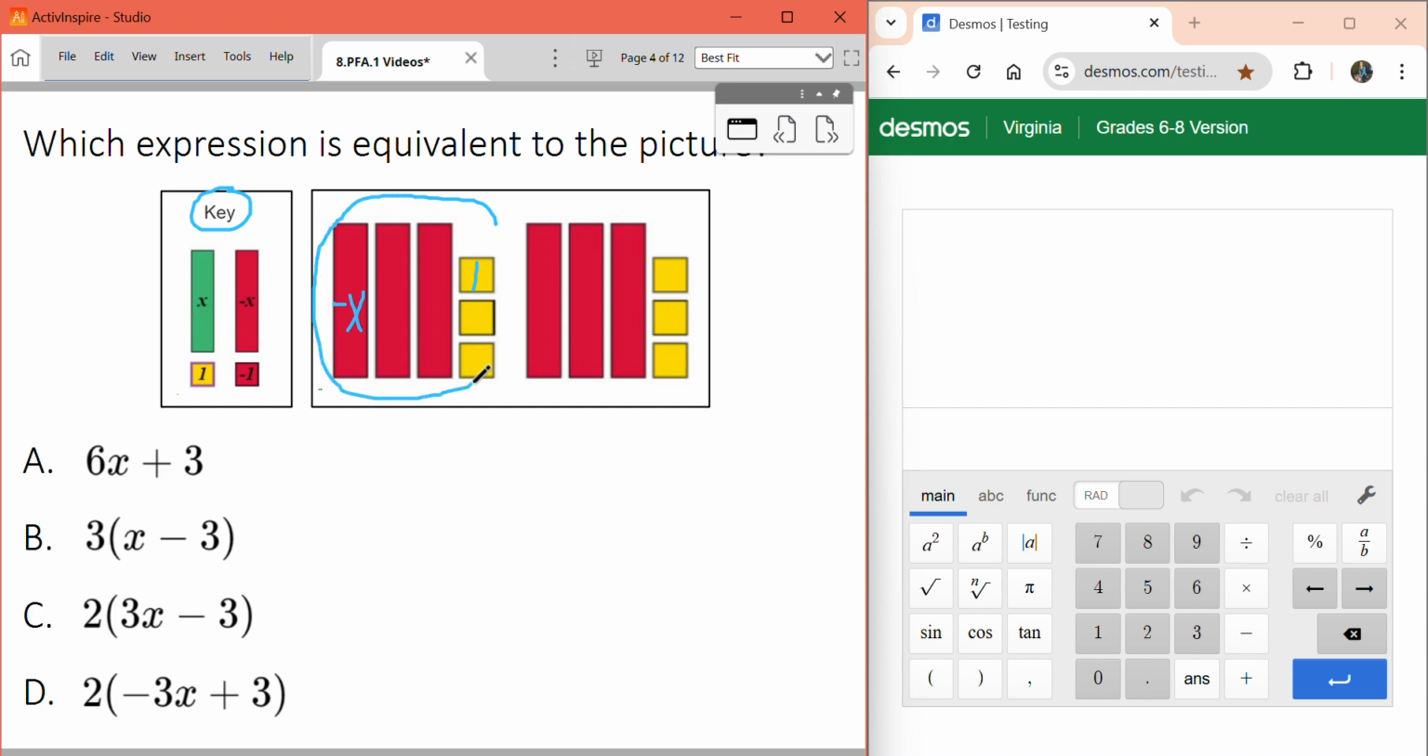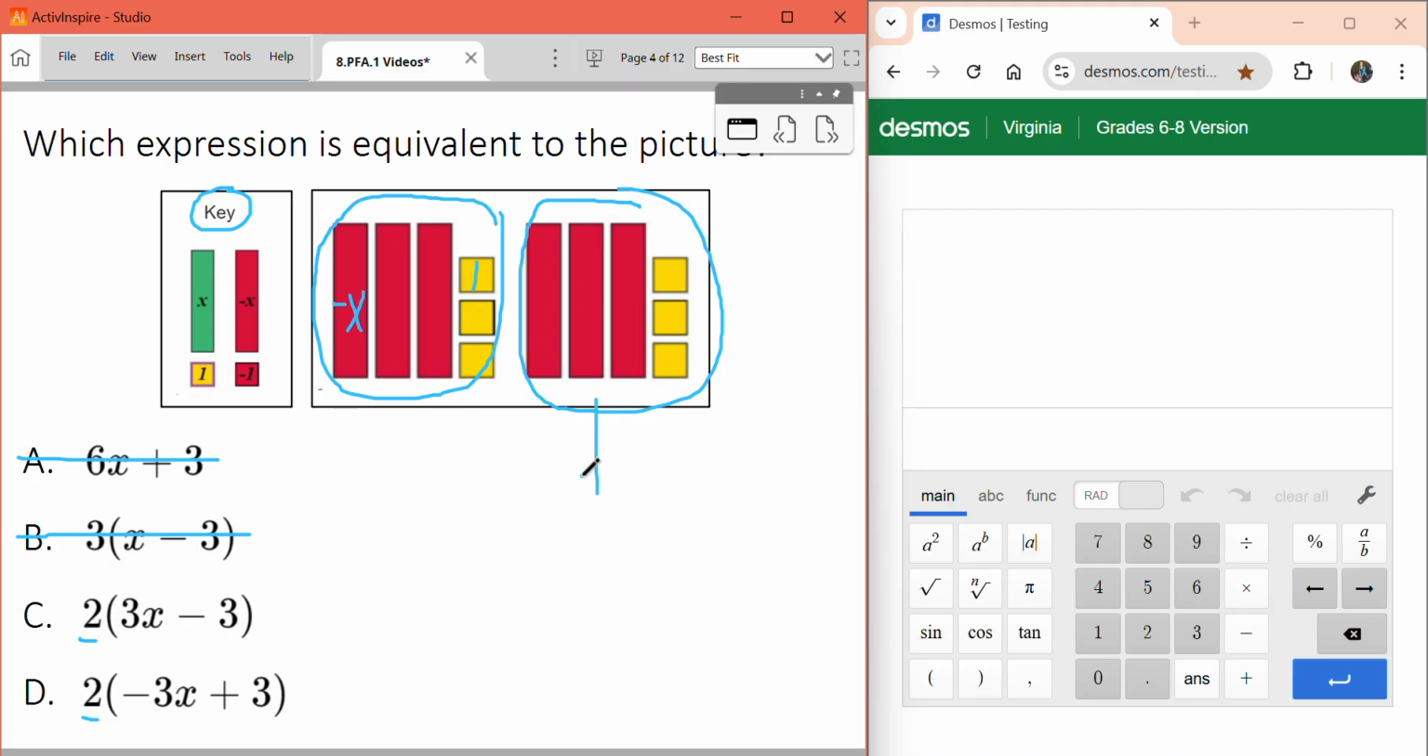So I've got 1 group there and 1 group there for a total of 2 groups, which means A cannot be my answer and B cannot be my answer because neither of those say that I have 2 groups, but both C and D have that 2 there. Then I've got to worry about what's inside the group.